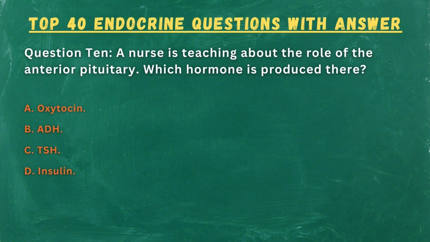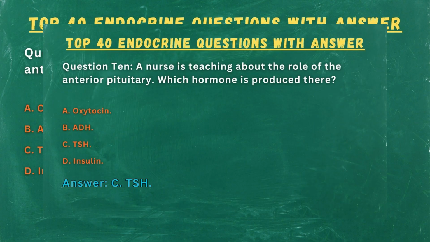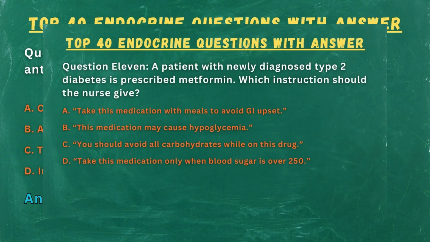Question 10. A nurse is teaching about the role of the anterior pituitary. Which hormone is produced there? A. Oxytocin. B. ADH. C. TSH. D. Insulin. Answer: C. TSH.